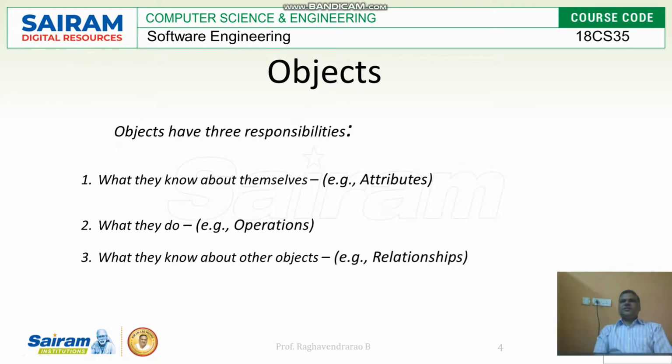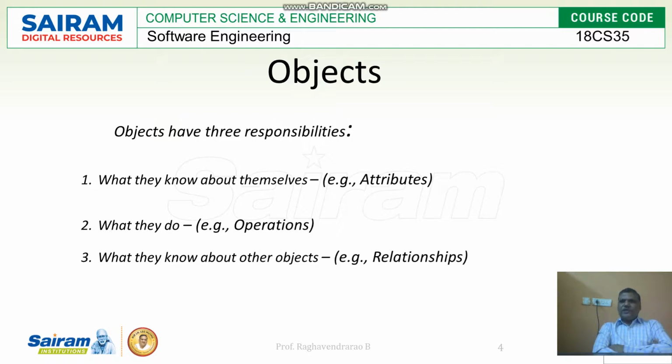Objects have three responsibilities: attributes, operations, and relationships. They know about themselves. Take a bank account, your account opening. What do we mean by bank account? Attributes are there for that. Account number is an attribute, name is an attribute, the account holder name is an attribute, and so on. Then what operations can they do? Withdrawal and deposit. These things they can do. They can even check the balance also.